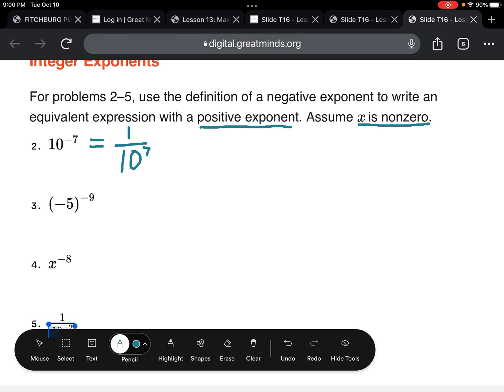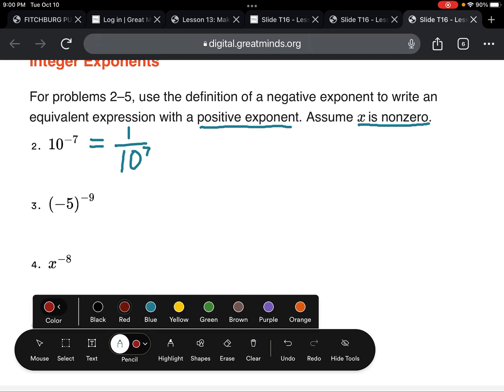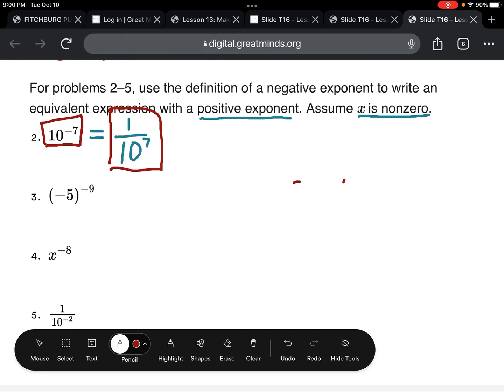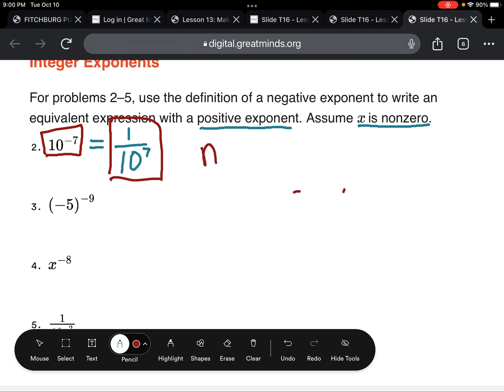You can think of this as a fraction, or as a division problem, but essentially the way in which this works is that these two numbers, 10 to the negative 7th and 1 over 10 to the 7th power, have a relationship. My Apple Pencil's being weird. They are multiplicative inverses of each other.